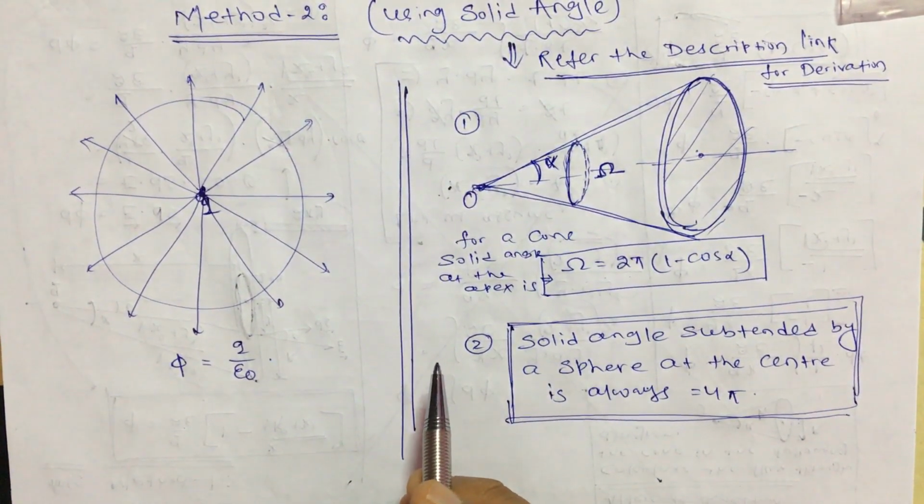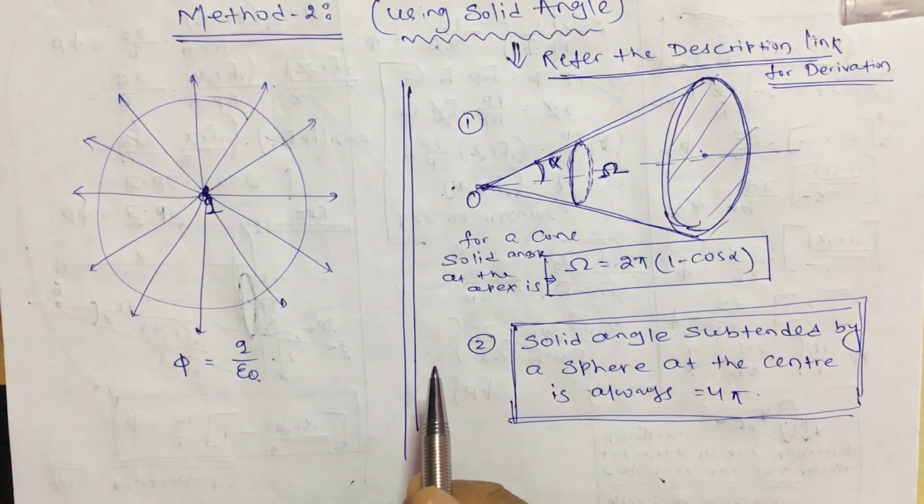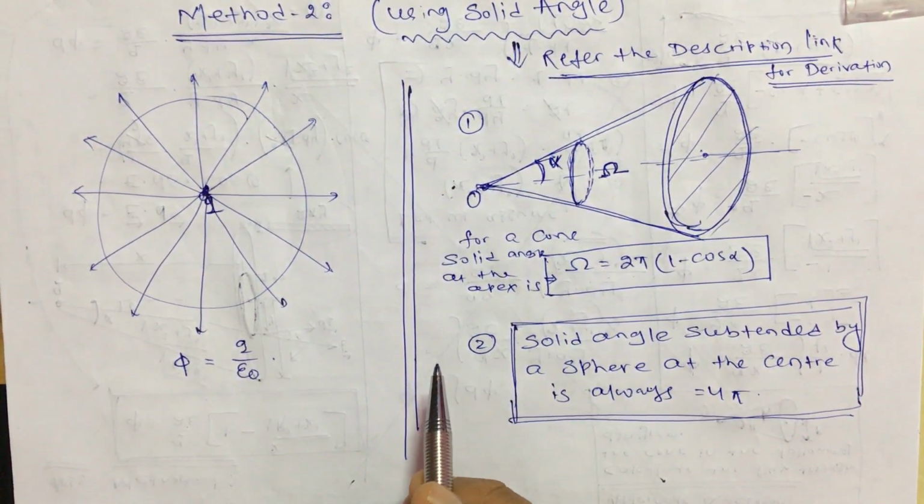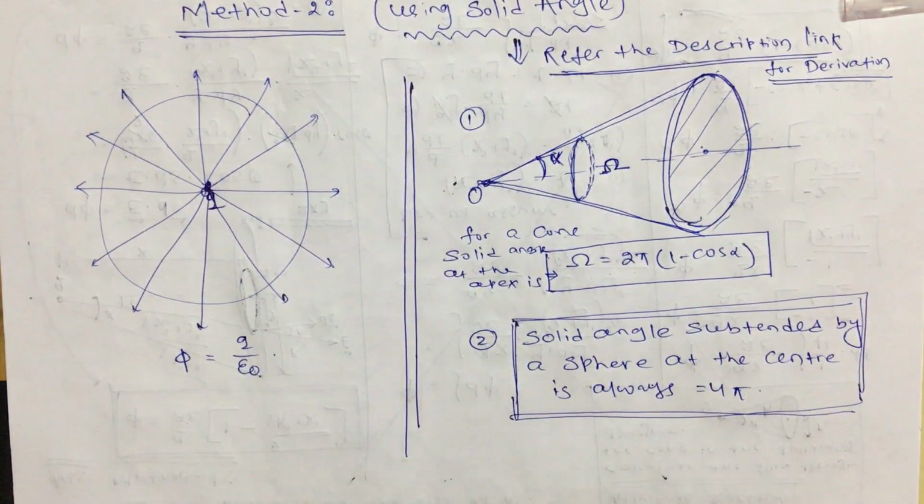This actually involves the concept of solid angle. But if you don't know what a solid angle is and what the relation is between the half angle and the solid angle of a cone, then there is a link given in the description. Go through that video, and then you can understand what is written here.